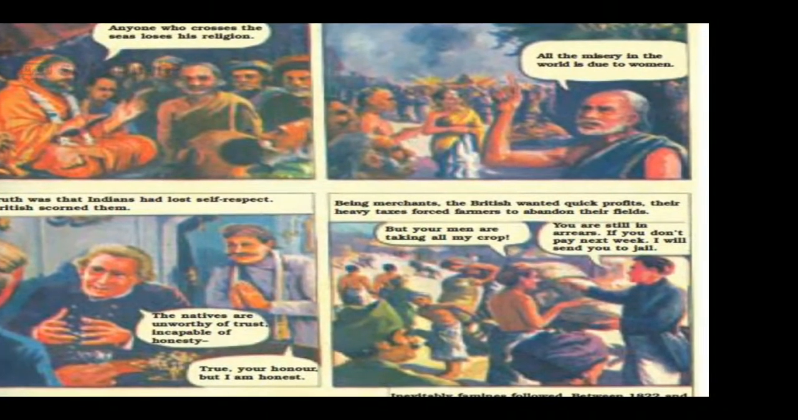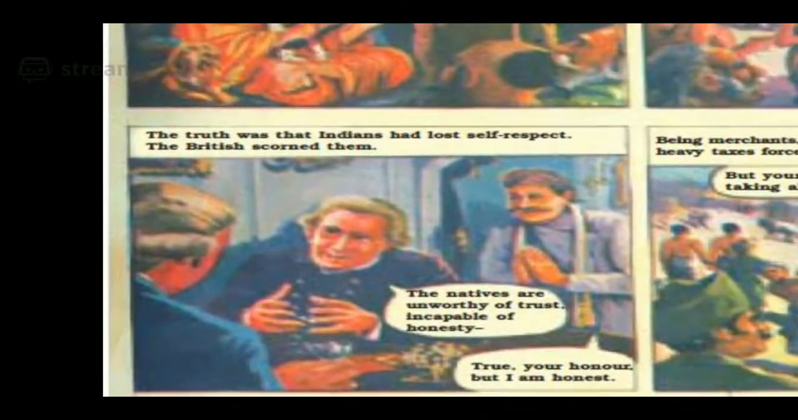Like this, you can see the bubble. He's saying anyone who crosses the seas loses his religion. And then in the next picture, all the misery in the world is due to women. So these were the feelings, and the Britishers laughed at them. Here you can see the picture. Britishers laughed at them, saying the natives are unworthy of trust, incapable of honesty. We cannot trust them. And here below, behind him, an Indian is joining his hands and bending before the British.